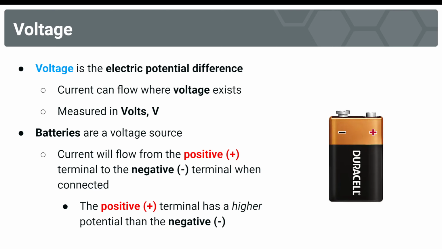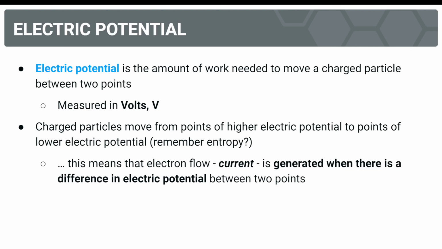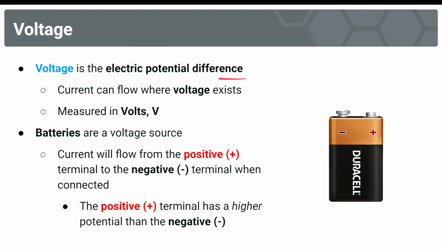Voltage is the electric potential difference, the difference in electric potential. Those are the same things. Current can flow where voltage exists, where an electric potential difference exists. And not to be confusing, it's measured in volts, because if we jump back to the previous slide, you'll see that electric potential is measured in volts. If we're measuring the electric potential between 2 points, which is the difference, that's subtracting one electric potential from another. And so the units are still the same, the volts.